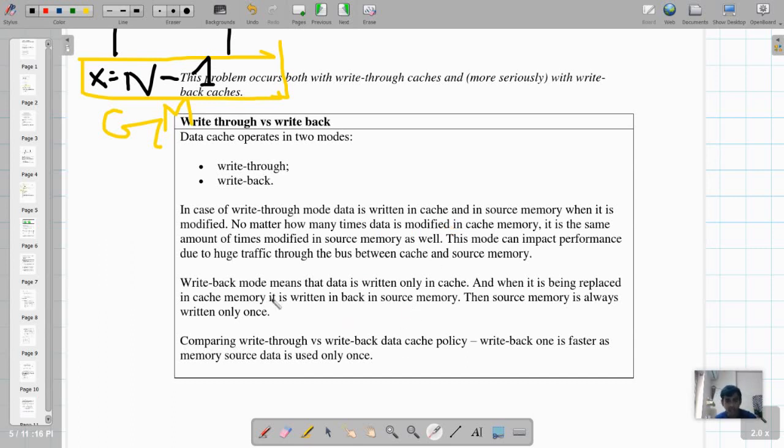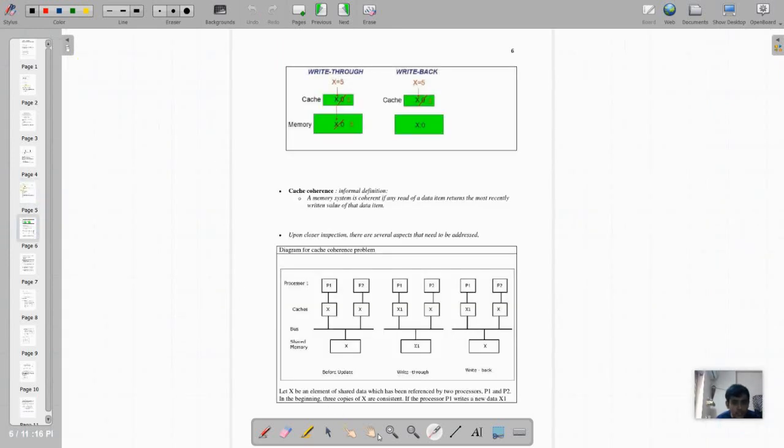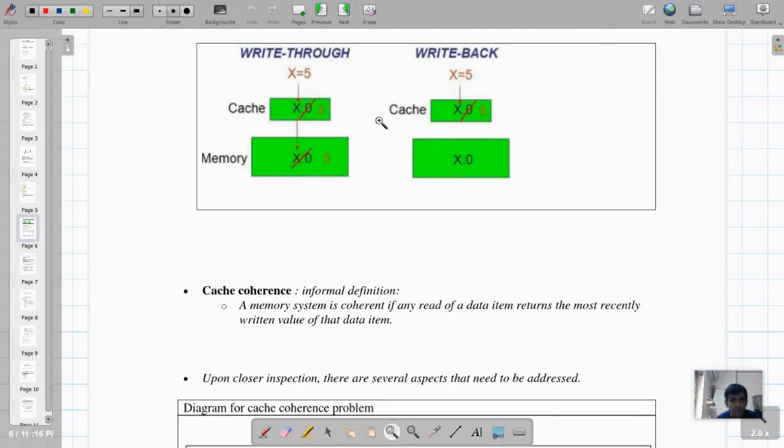On the other hand, in write back policy, what happens? Data is written only into the cache and it will be updated into the main memory only when the data will be replaced from the cache. Just look into this diagram. This is your write through policy.